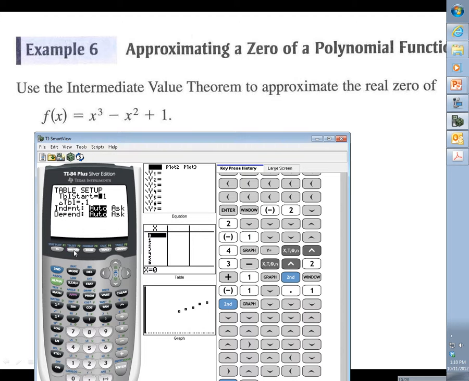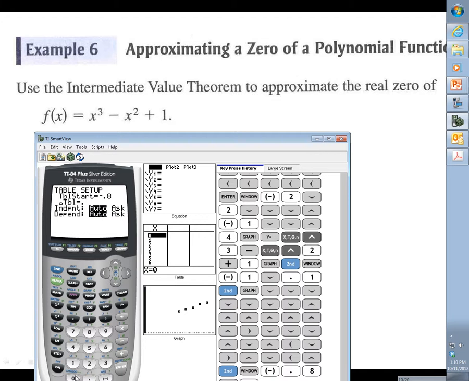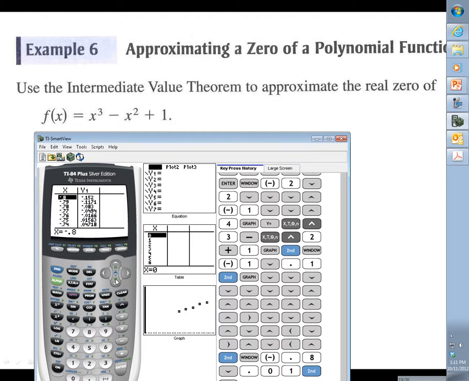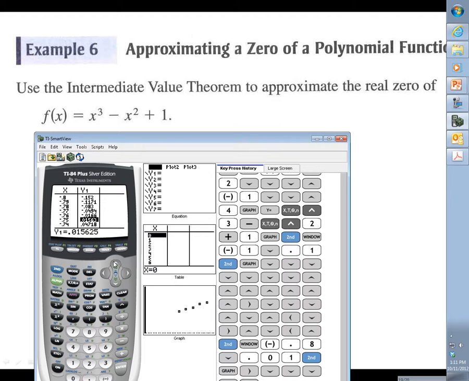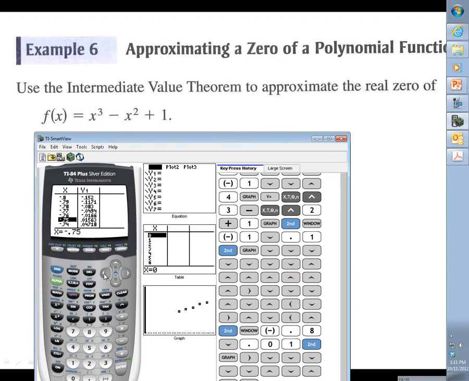Alright, so now we know our answer has to be between -0.8 and -0.7. Let's go back into the table set and get a little more accurate. -0.8, and let's count by 0.01s. Where does it change in the y's from positive to negative? Positive, negative, positive, negative, positive. It's switching between -0.76 and -0.75. So we know that our 0 has to be between those 2 points.